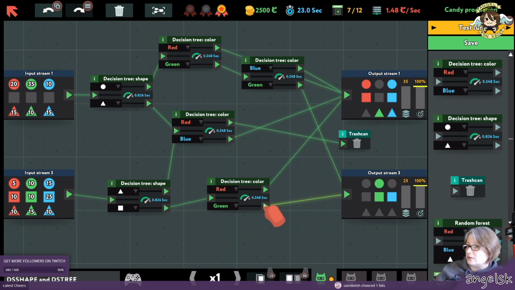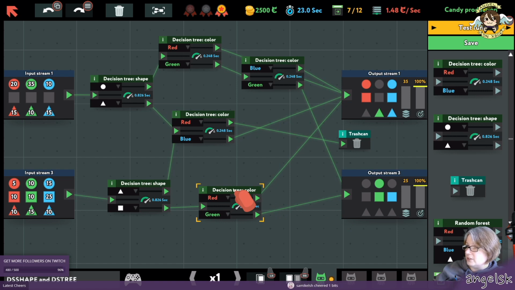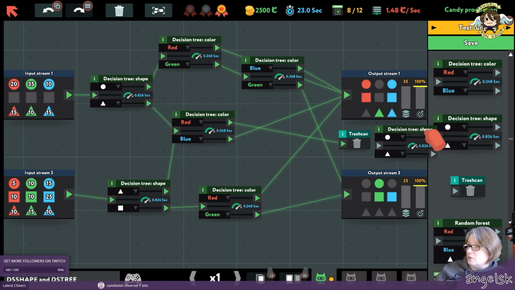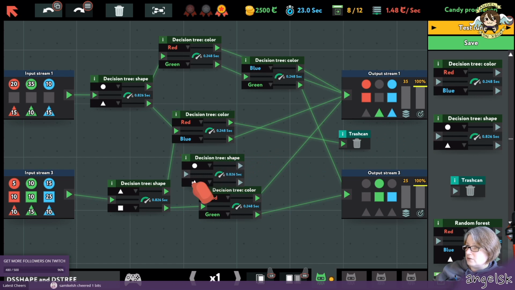Okay, we've got the green circles. So it's the squares that are going wonky. So the red squares are going up here with some blue. Ah, because there'll be some circles. So we need to add a circle filter.